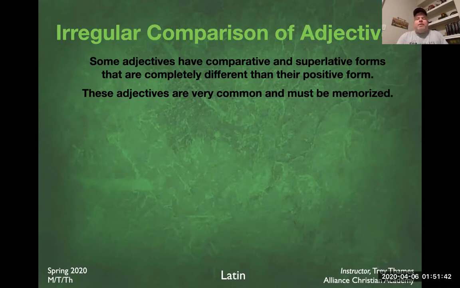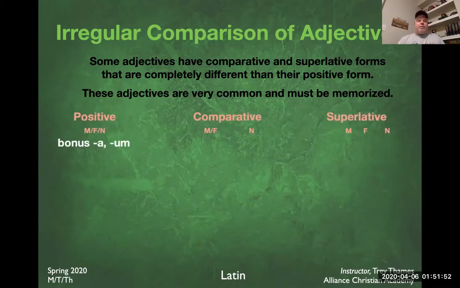In Latin, there's a few words like that. There are 7 of them that look completely different. You've got to memorize them. So here's what they look like here. Here's the first one, bonus, a, um.